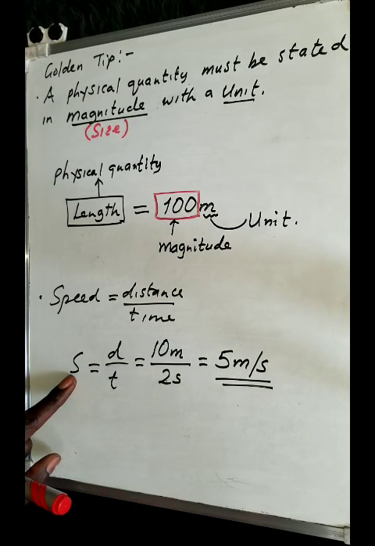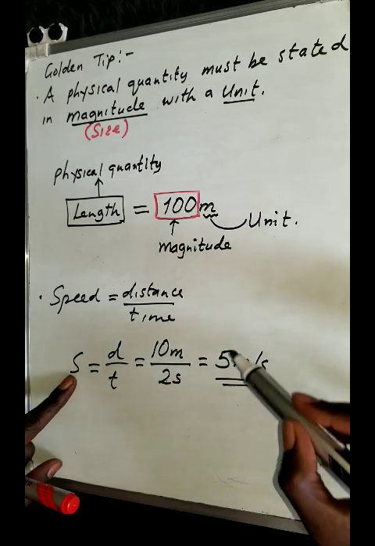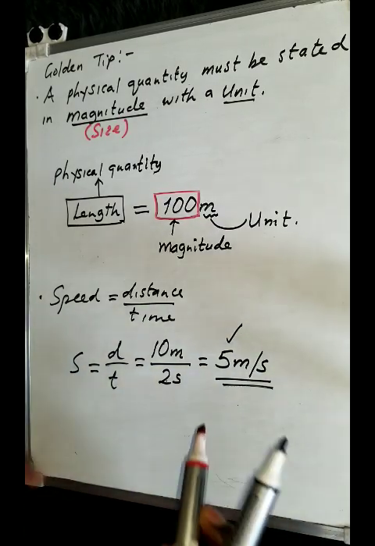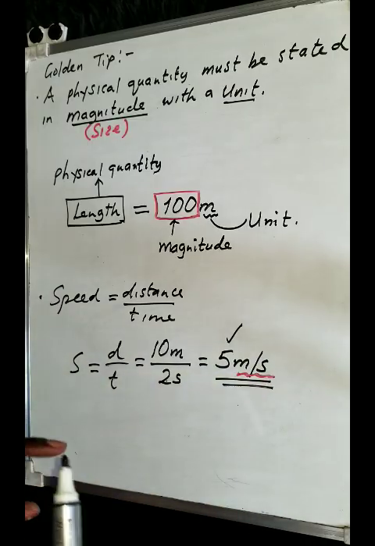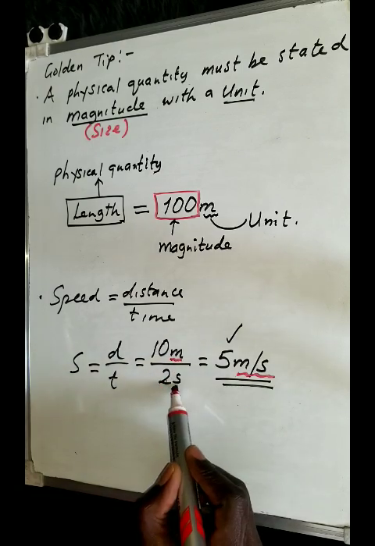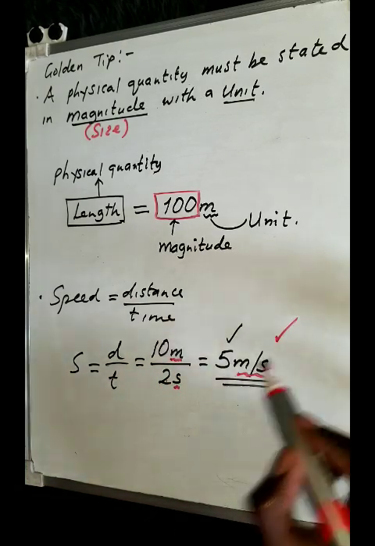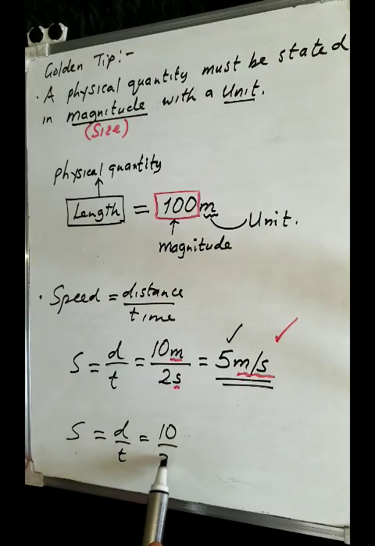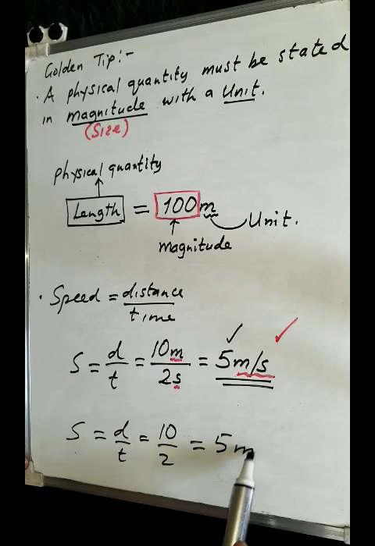So you can see speed as a physical quantity is stated in terms of the magnitude, and we also have what we are calling the unit. And even when I'm replacing in the formula, you can imagine I've written also the units. This is actually the correct way of making calculations in physics. Unlike someone who says s is equal to d over t is equal to 10 over 2, and then they just say 5 meters per second.